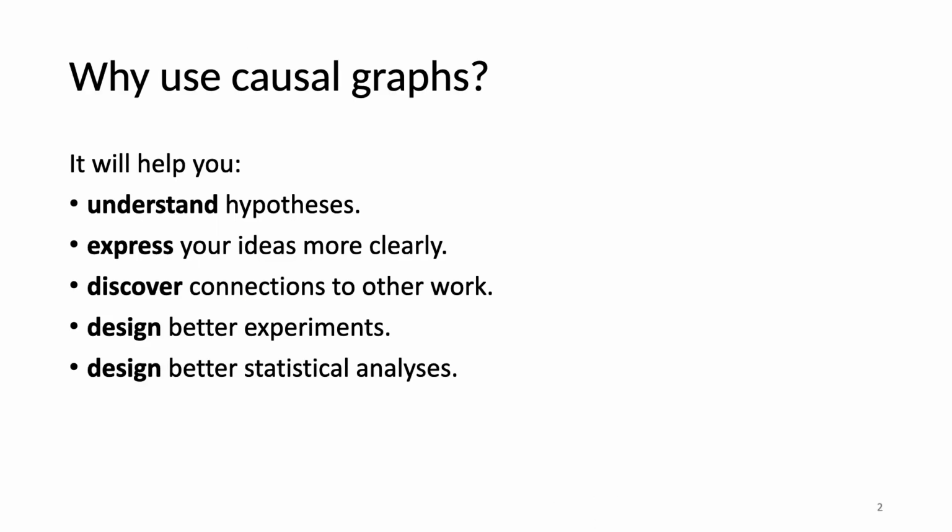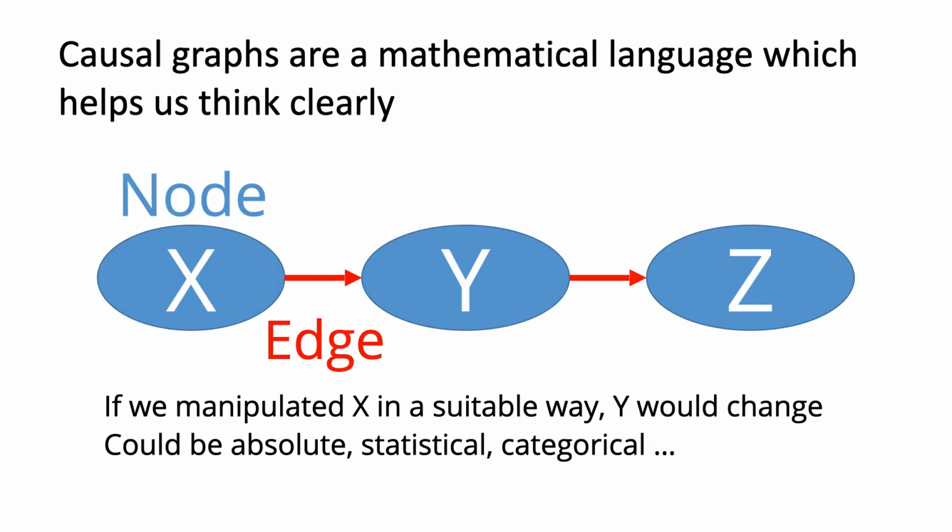So causal graphs are a tool to help you understand your hypotheses, to express your ideas more clearly, to discover connections with other work, and design better experiments and better statistical analyses. In essence, causal graphs are very simple. They're just a mathematical language which helps us think clearly. They involve a load of circles called nodes and edges or arrows that connect them.